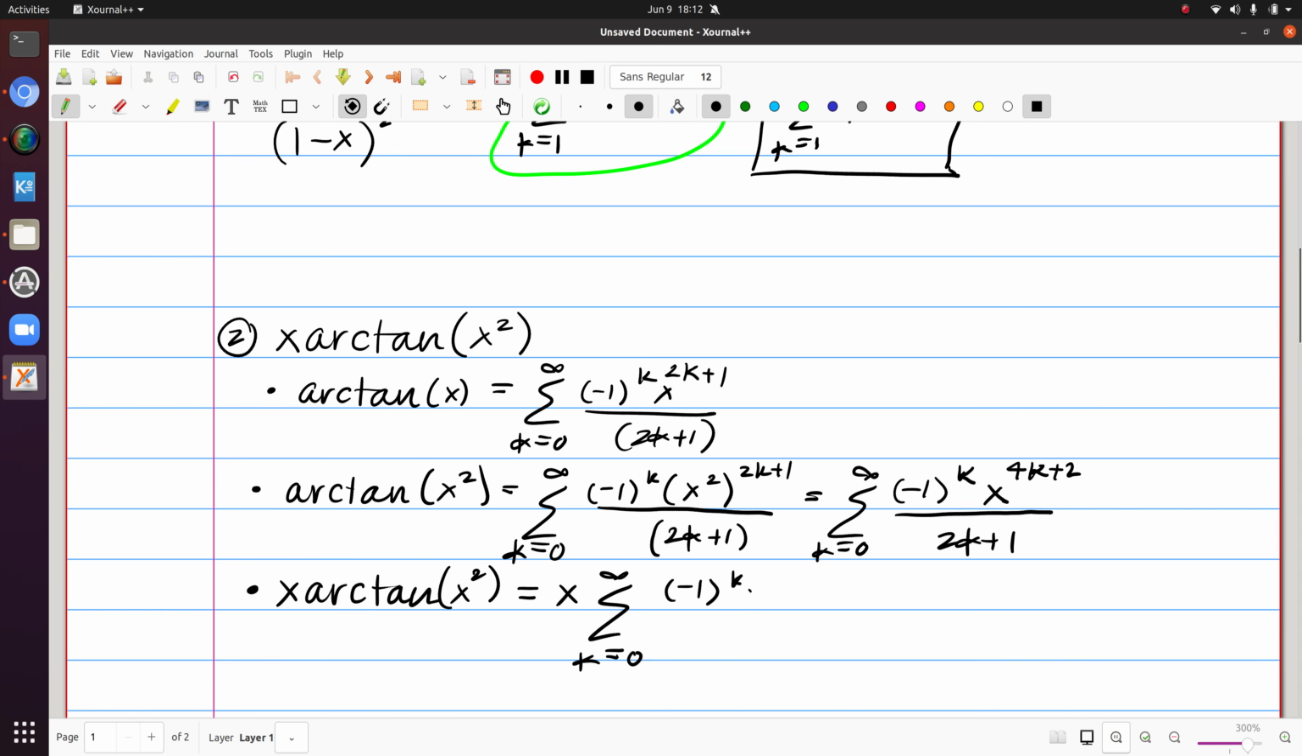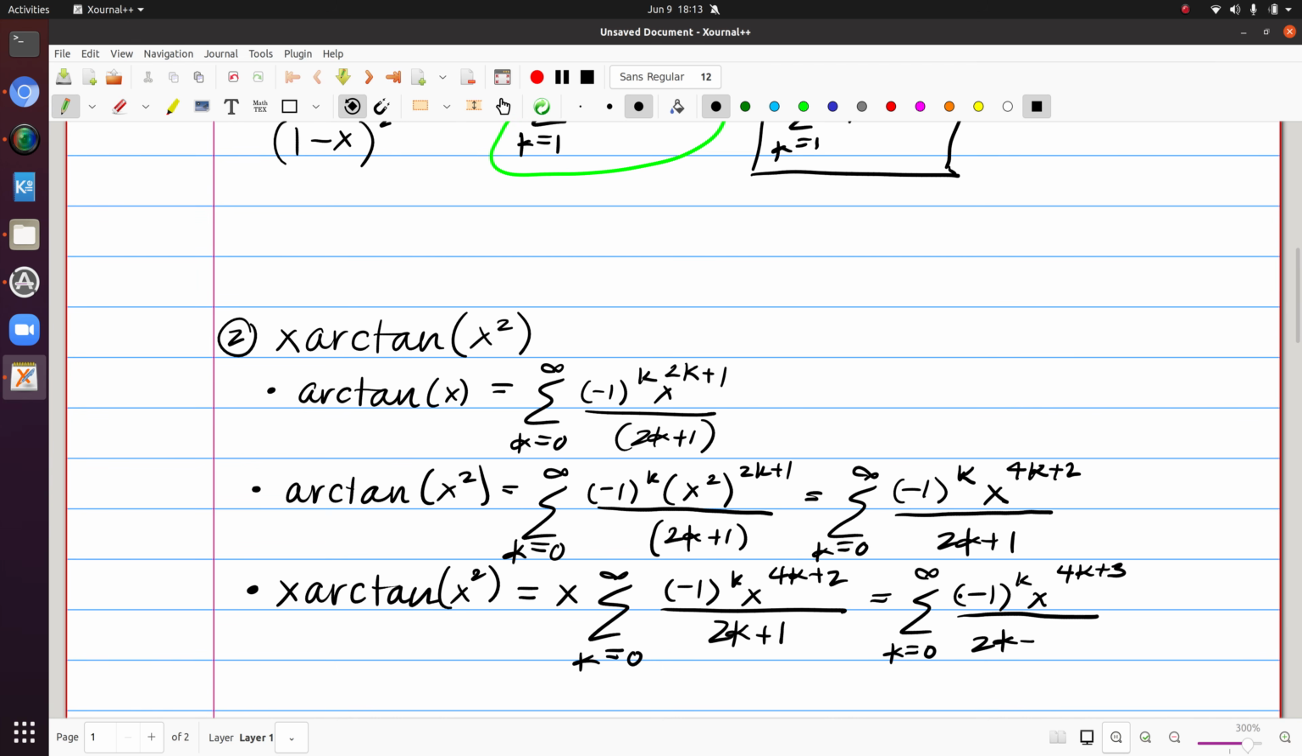And this is where the simplification that we already did is very important, because what I should note here is that when I multiply by x, I'm just going to increase the power of x by 1. And this now makes my exponent on x simply 4k plus 3.